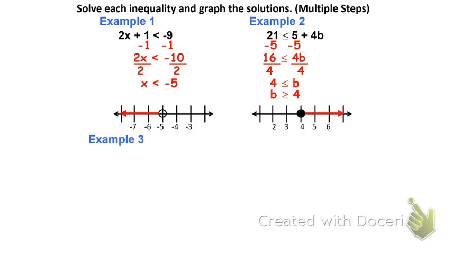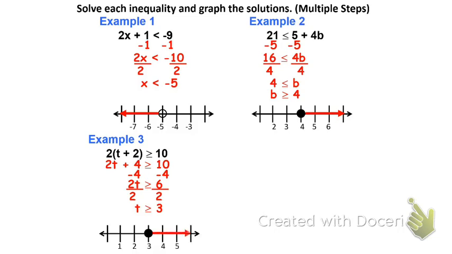Let's look at 2 more examples. Here we've got a distribution problem. We've got 2 times the quantity t plus 2 is greater than or equal to 10. Now we have 2 ways we could do this. We could distribute, or we could start by dividing both sides by 2. It doesn't really matter. Let's distribute 2 times t and 2 times 2. 2 times t is 2t, and 2 times 2 is 4. So we get 2t plus 4 is greater than or equal to 10. Subtracting 4, and then dividing by 2, we get t is greater than or equal to 3. Now if we divided by 2 first, we would have gotten t plus 2 is greater than or equal to 5, and then subtracting 2 from both sides, we would have gotten the same answer. t is still greater than or equal to 3. So closed point and shade to the right.